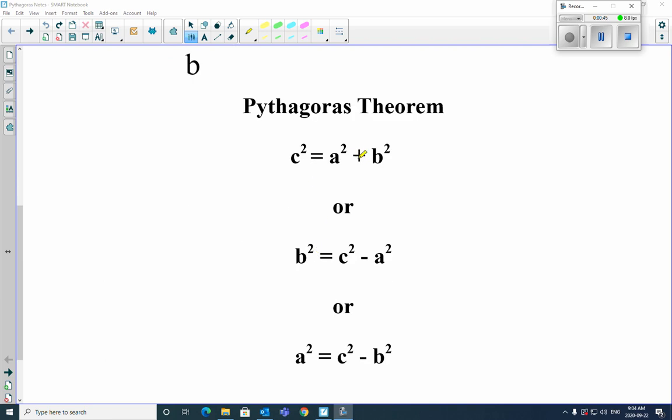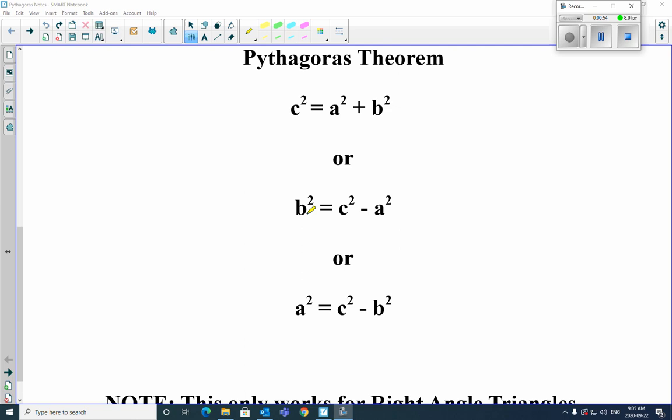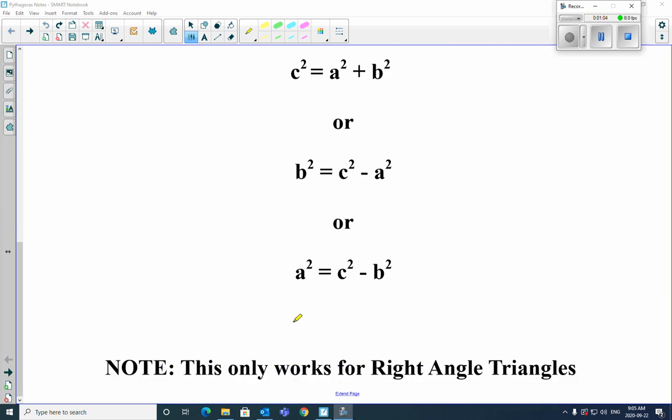C squared equals A squared plus B squared. So what we're looking for is the longest side is equal to the two shorter sides squared and then added together. Now these two here are the opposite. If we're looking for a leg, a shorter side, we have to square the longest side and then subtract another short side. Again, this only works for right angle triangles.